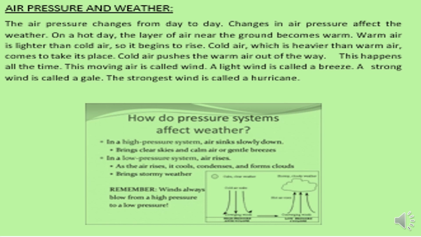But in a low pressure system, air rises. As I told you, when the pressure is less, the air goes upward. As the air rises, it cools. When it goes somewhere high, it cools down and condenses, and this condensed air forms clouds. So these clouds bring stormy weather. Remember, winds always blow from a high pressure to a low pressure.